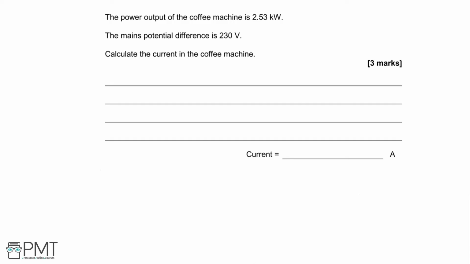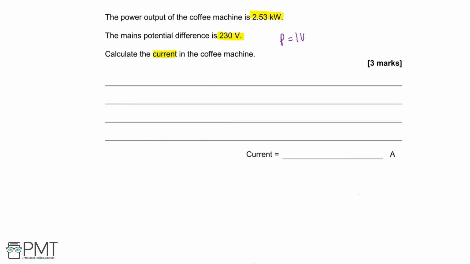The power output of the coffee machine is 2.53 kilowatts. The mains potential difference is 230 volts. Calculate the current in the coffee machine. For this question, we need the equation P equals IV, power equals current times voltage.